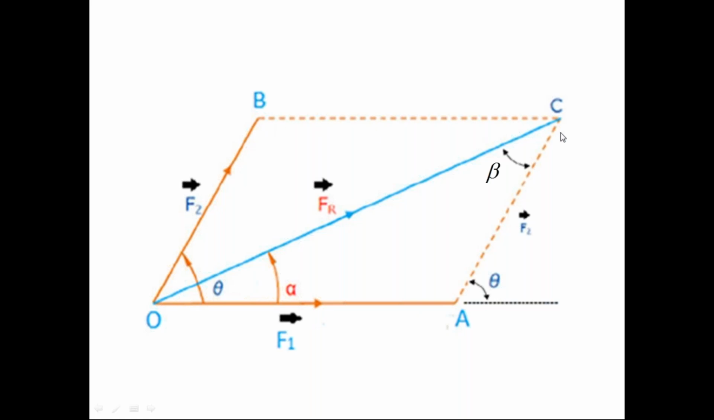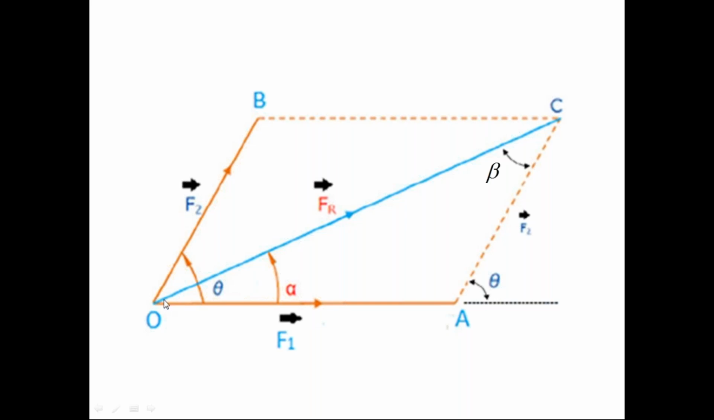Then complete the parallelogram. In the parallelogram, these opposite sides OA and BC are parallel to each other, equal in length. The length of OA is equal to the length of BC. Similarly, the length of OB is equal to the length of AC, parallel to each other and equal in length. That is the property of the parallelogram. Complete the parallelogram OACB. Then in this parallelogram, O is the common point for the forces F1 bar and F2 bar. These two forces F1 bar, F2 bar are meeting at point O.